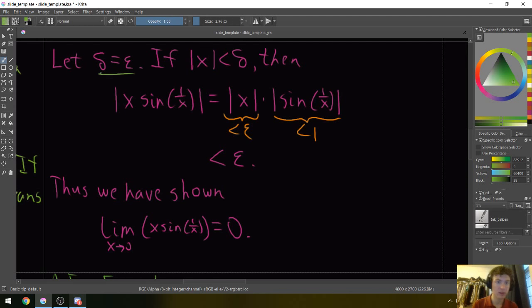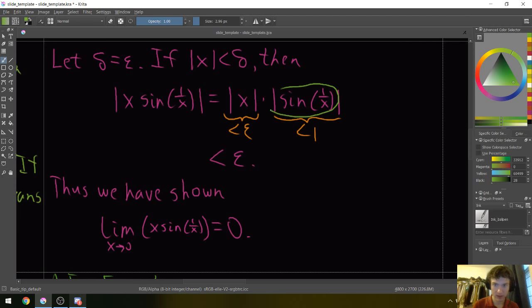So this means we're going to guarantee that the absolute value of x is less than delta. If the absolute value of x is less than delta, what happens to this thing that we want to make small? Well, we can factor this into the product of two absolute values, the absolute value of x times the absolute value of sine 1 over x. The absolute value of x, we've chosen to be less than delta, but delta is the same as epsilon, so this is always less than epsilon.